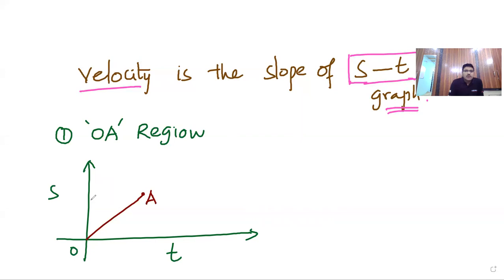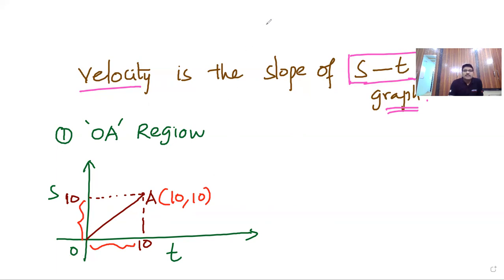Now, what are the coordinates of the point A? From the graph, it is cutting at 10 meters, and this is at 10 seconds. Clear? Now, what are the coordinates of A? The X coordinate is 10. The Y coordinate is 10. So 10, 10 are the coordinates of A.